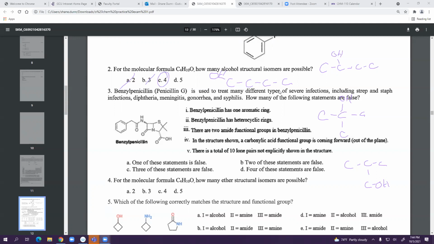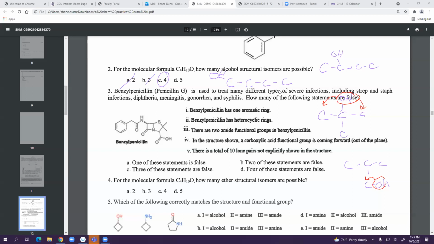The reason why I can't put this alcohol group on any of the other carbons is because if I do, it's the same molecule. If you just turn the molecule, it's exactly the same thing. They're mirror images of each other. Does that make sense? Or no? Yes.